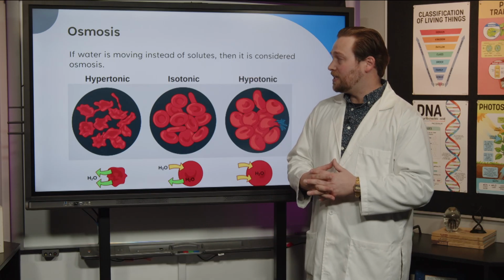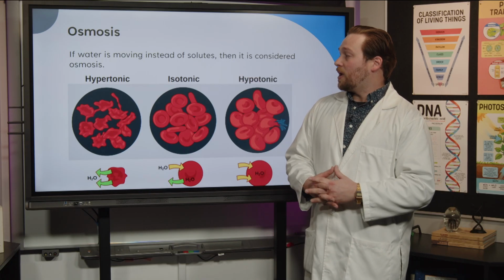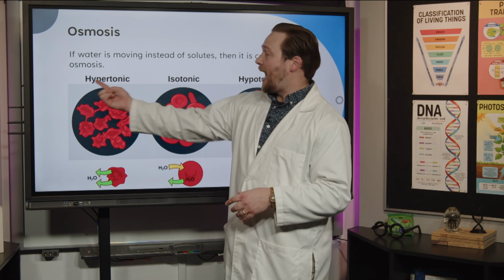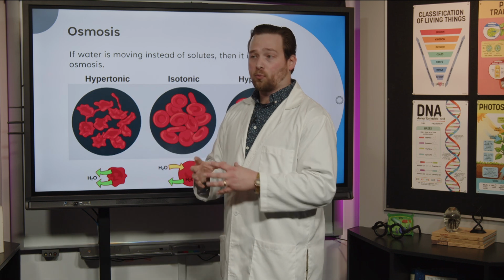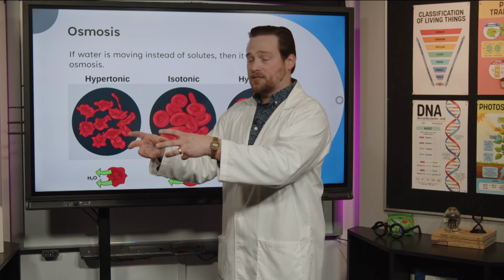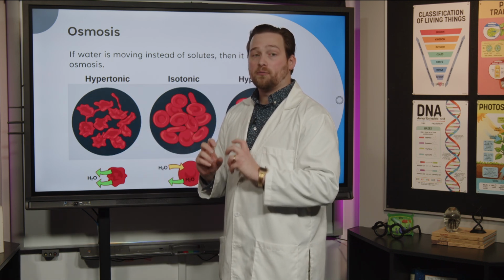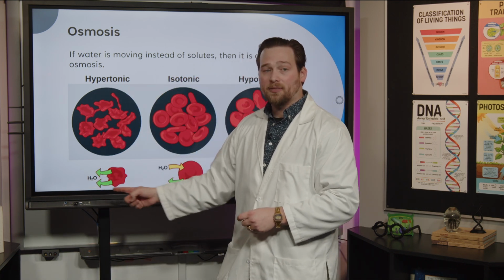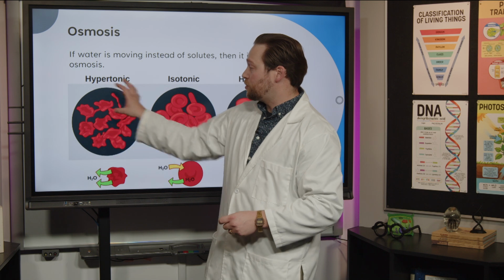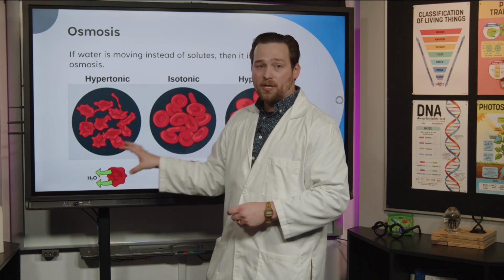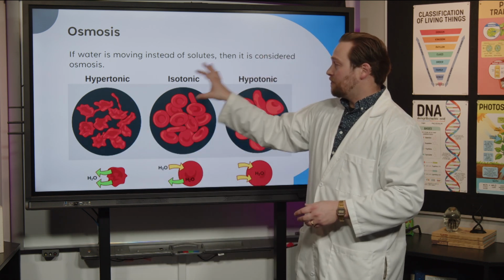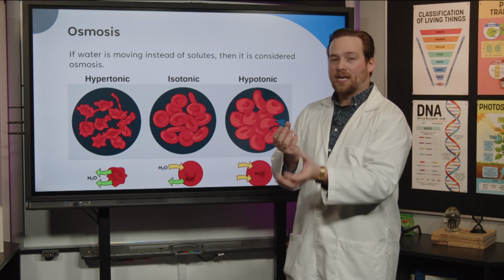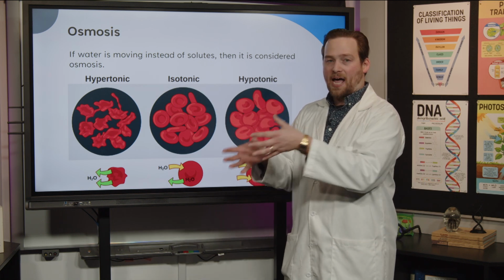Let's look at these three different types of solutions. So these are all red blood cells, okay? If your red blood cells are in a hypertonic solution, hyper means that there's more solutes outside of the cell. Remember that water always moves towards high solute. And so that means that water is going to be leaving the cell, and if that happens, they're going to start to shrink, and that's not going to be good, okay? The next type of solution is called an isotonic solution. Iso means equal, so there's an equal amount of solutes inside and out of the cell.